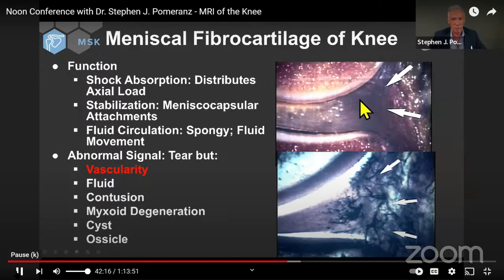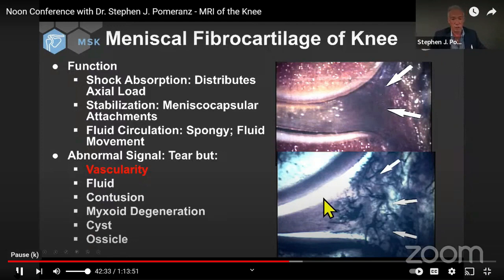So I don't like to see operations for tears in this location that are vertically oriented. They will typically heal on their own unless they're gapped or widened or they are very, very long, 4, 5, 6 centimeters long. What else causes signal in a meniscus?